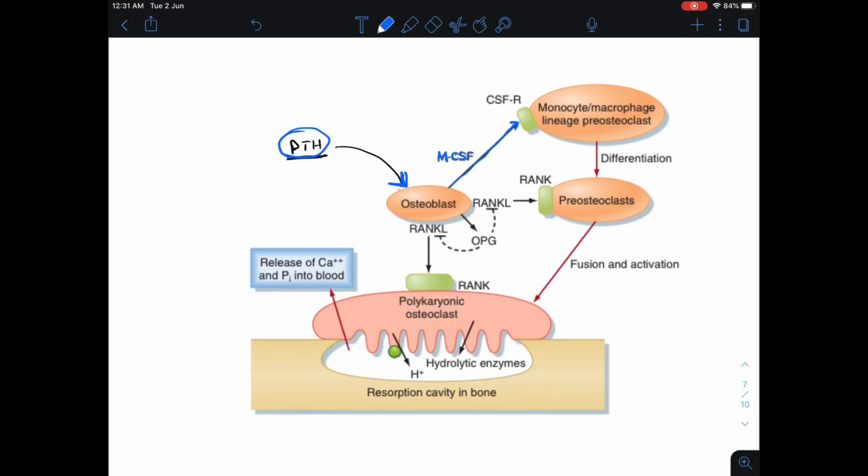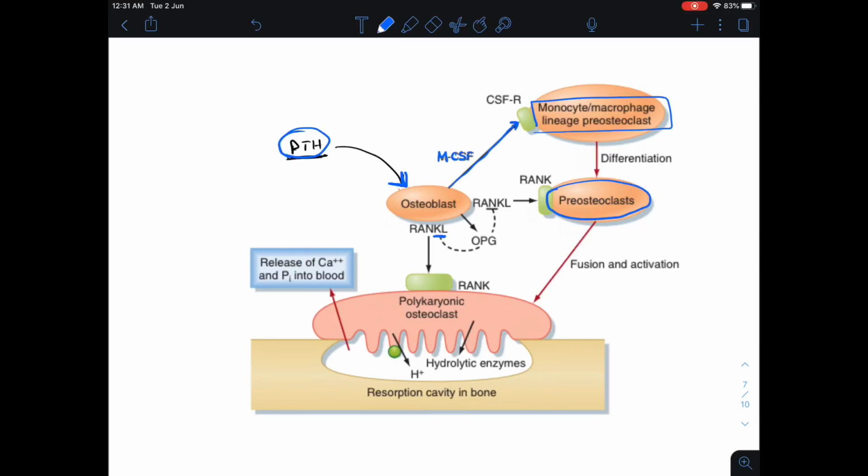Okay, and also a RANK ligand. What is the need of this? This M-CSF will bind to the receptor on the lineage precursors and make them differentiate into pro-osteoclasts.